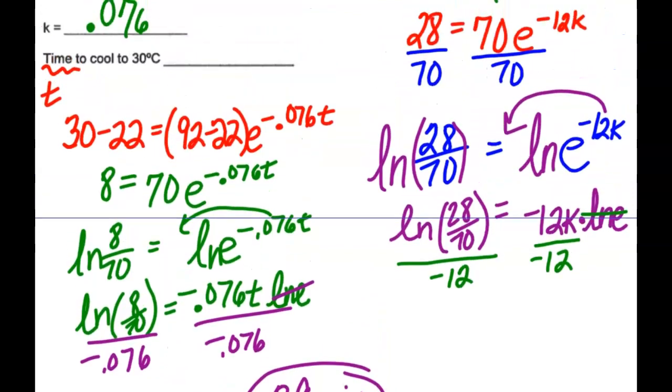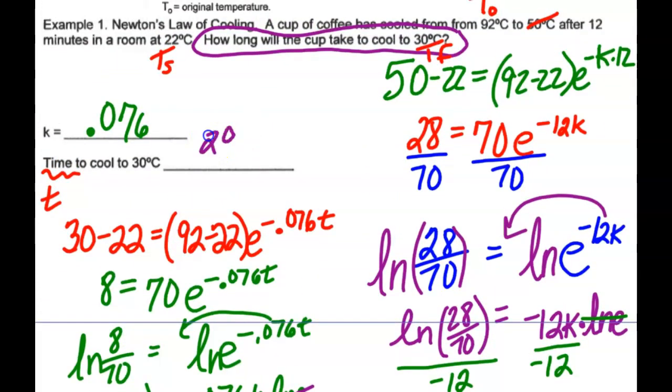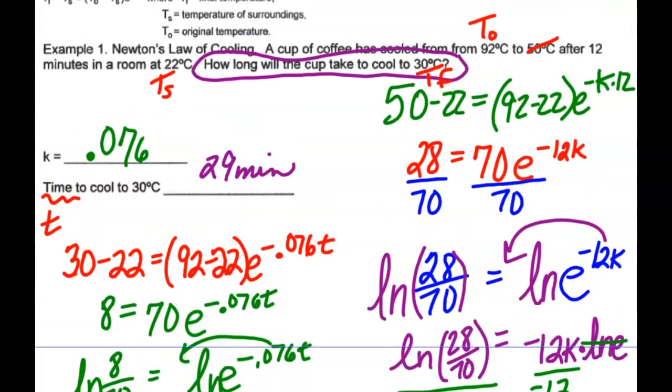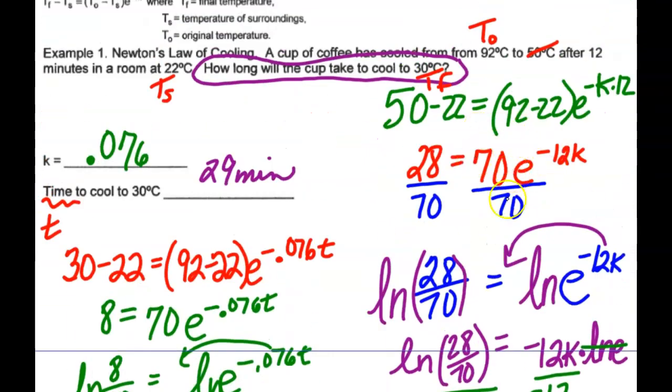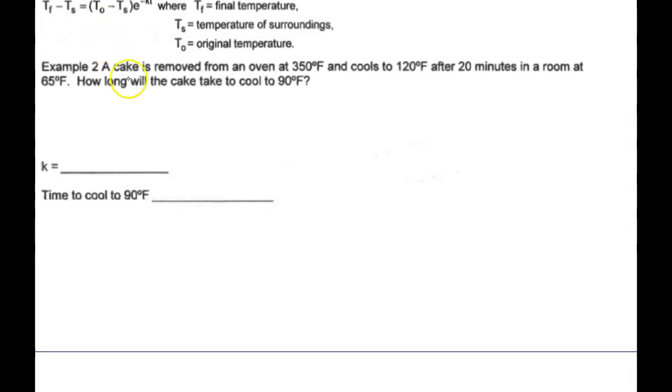So let me scroll back up here. All right, so what we did, one more time, is we used an initial data point, the fact that it went from 92 down to 50 in 12 minutes, to figure out how long it would take in total for it to get down to 30. Now, the algebra is really not that tricky, right? After we did the little subtracting, we just divided and took the log of both sides. All right, spent a lot of time on that first one.